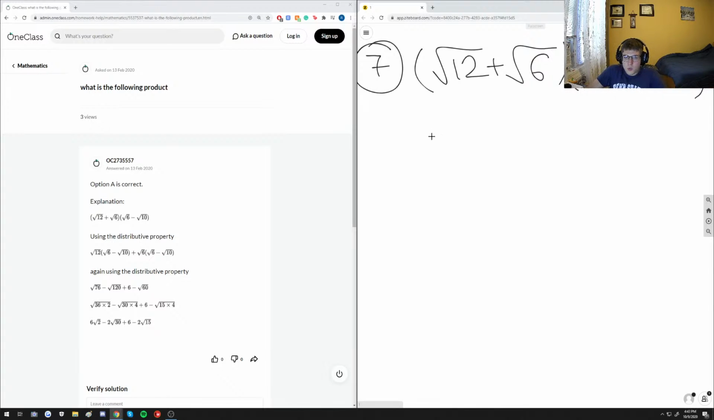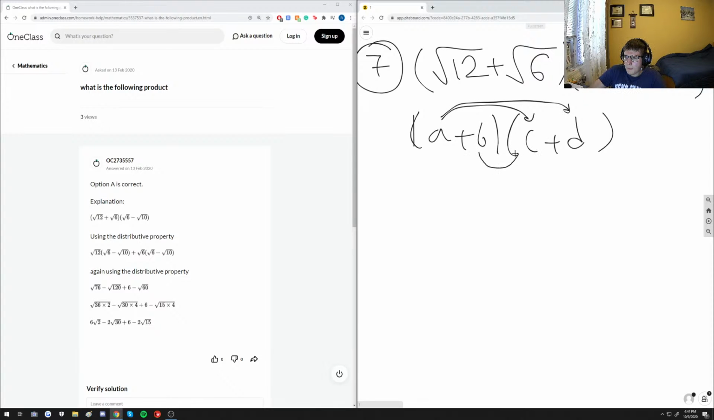So we have to use FOIL, and whenever we use FOIL, just as a rundown, if we have any a plus b times any c plus d, we want to multiply first, outer, inner, last, so we want to go a times c plus a times d plus b times c plus b times d. And that's basically how the product of the sum of two terms is carried out. So with that being said, let's carry this out on our problem here.